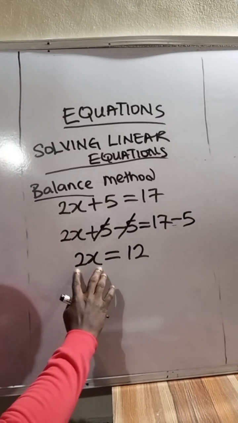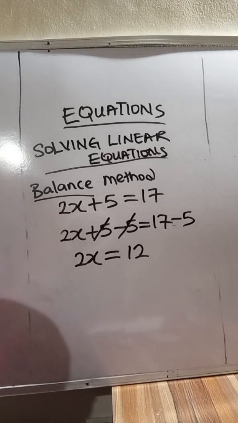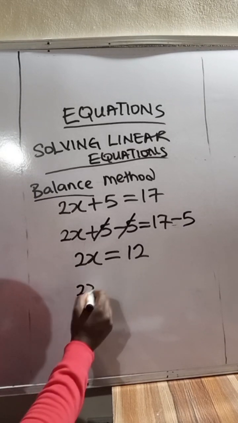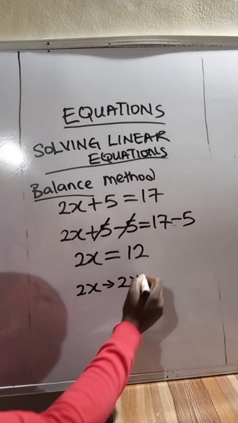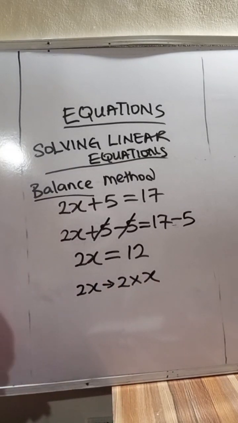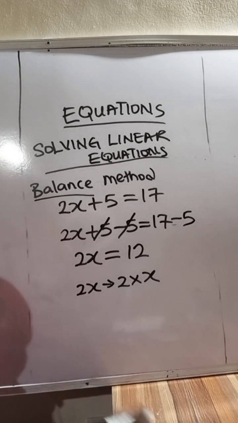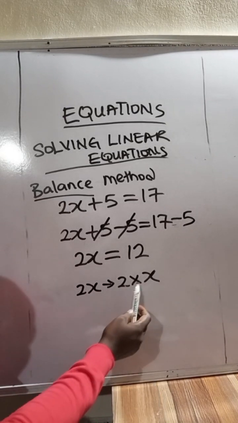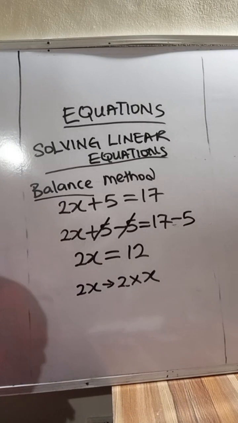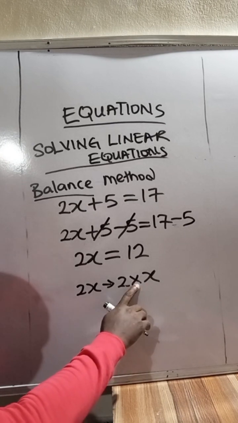2 is joined to x by an invisible multiplication sign. 2x is the same thing as 2 multiplied by x. So what is joining 2 to x is a multiplication. So what we are trying to eliminate is multiply by 2. So for us to eliminate multiply by 2, we are going to introduce the opposite of multiply by 2, which is divide by 2. Because the opposite of multiplication is division.